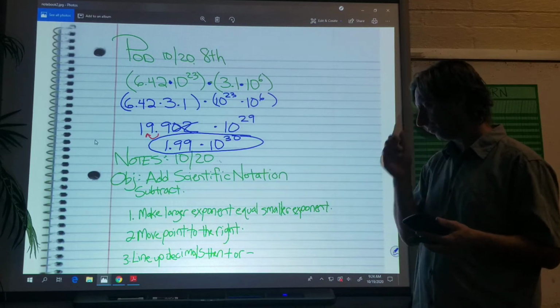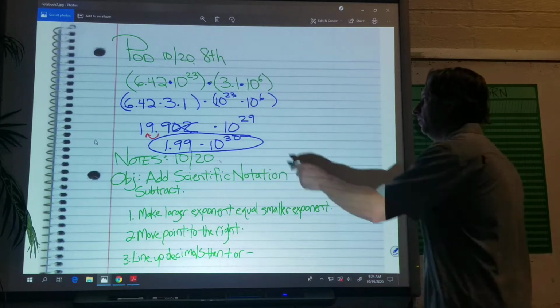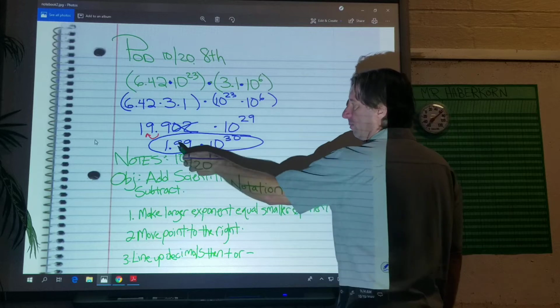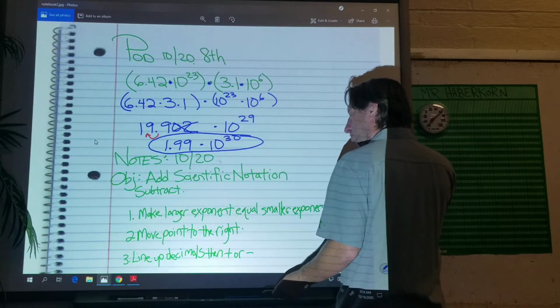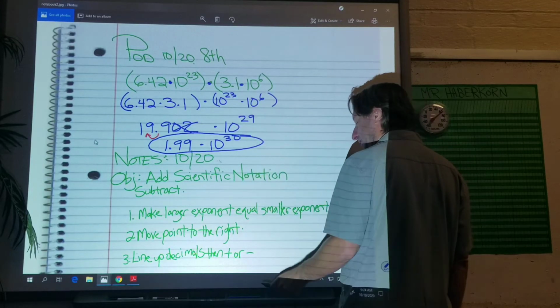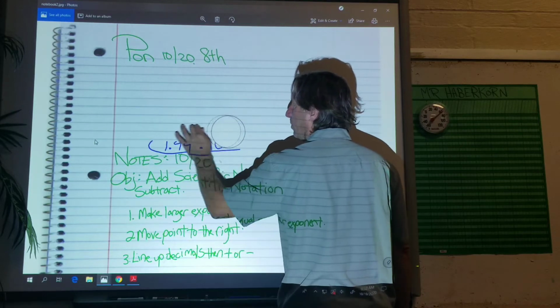All right. So multiplying scientific notation. That's how it works. Add the exponents, multiply the decimals. Make sure you're in scientific notation when you're done. And you're all good to go. Don't forget dividing. If you were dividing, you subtract these, right? You subtract the exponents.